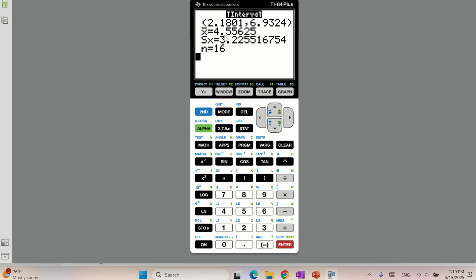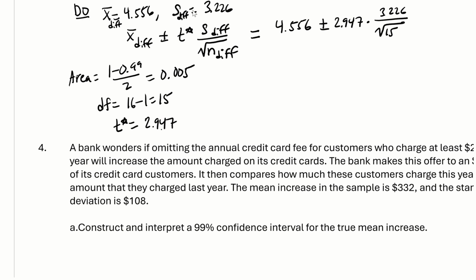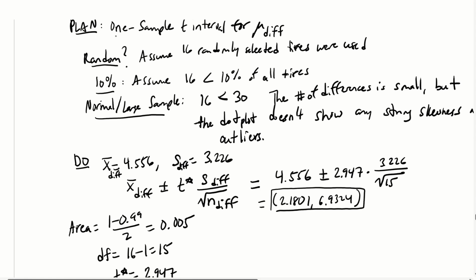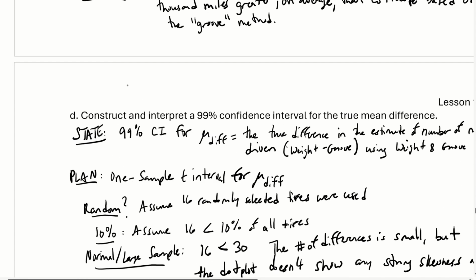All right, we got the x-bar. We knew that the x-bar was 4.556. We knew that this was 3.226 because we got that earlier. And this is our confidence interval: 2.1801, 6.9324. All right, so then we're going to go ahead and put the answer here. We got 2.1801, 6.9324. All right, so we got ourselves a construction of a confidence interval.